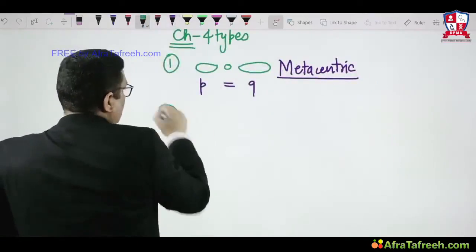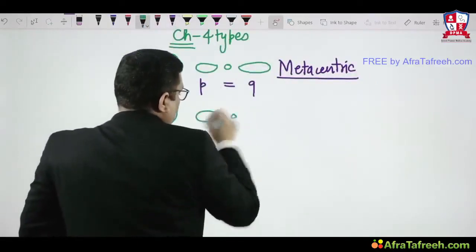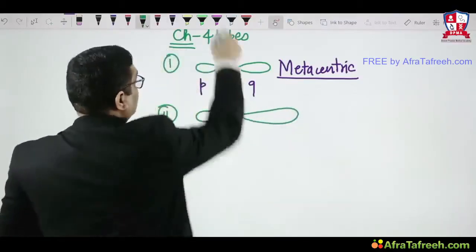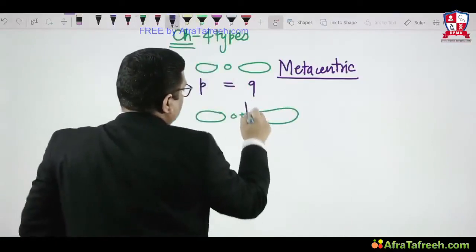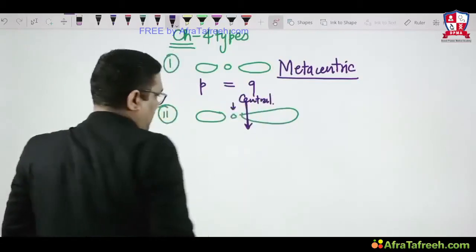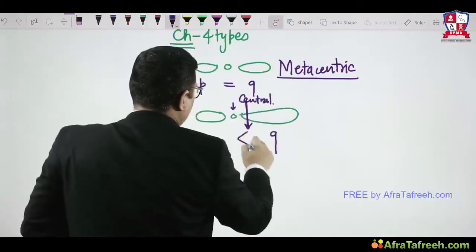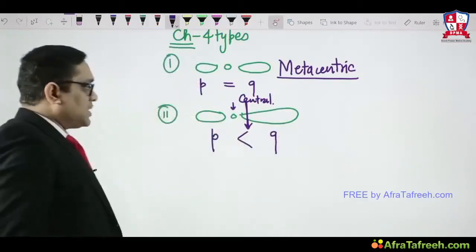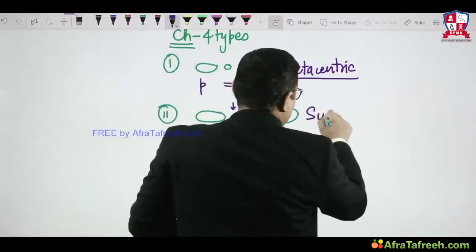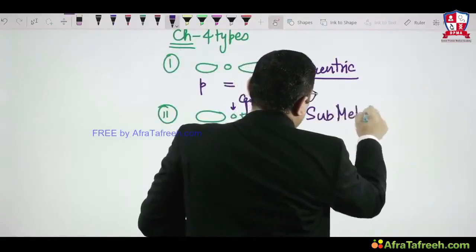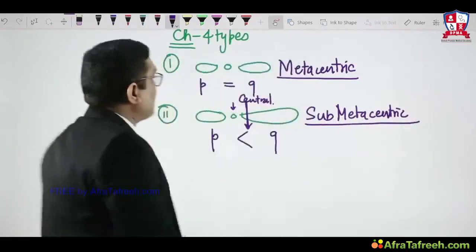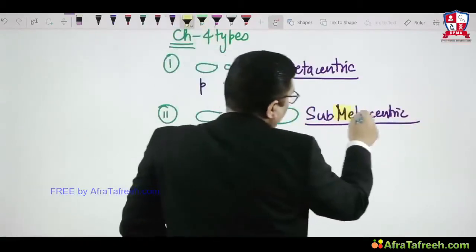Second group of chromosome, when you see the centromere is slightly away from the center. Suppose this is the central part which I am writing here, but here the centromere is away from the center. So this is the long arm, which is slightly longer than the short arm. So when the centromere is slightly away from the central part, this will be called a submetacentric chromosome. I would like to tell you one important mnemonic.